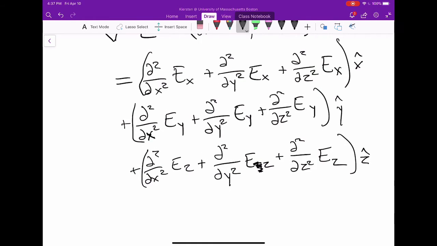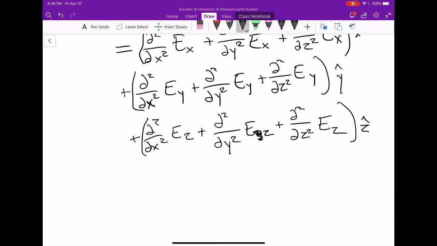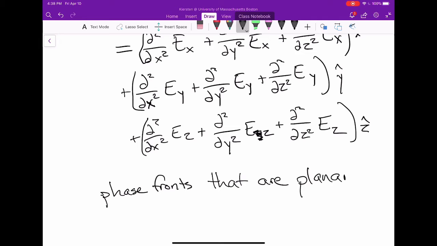The Laplacian has different representations in different coordinate systems that lends itself to expressing different waves most easily. And in Cartesian coordinates, the easiest wave to deal with is a uniform plane wave. A uniform plane wave has phase fronts that are planar. So you can always define a plane that is a surface of constant phase for this field.